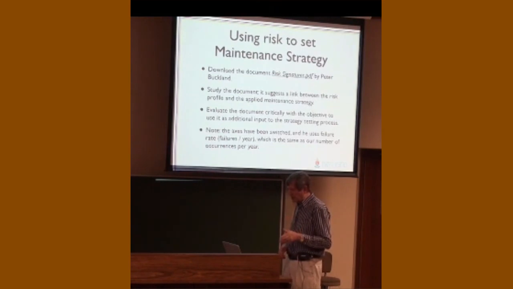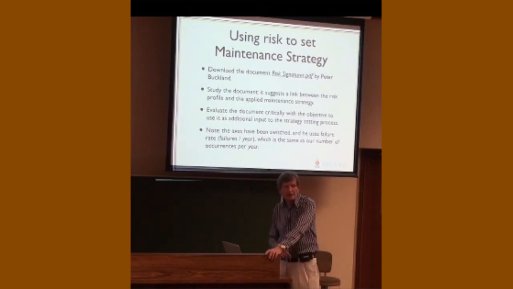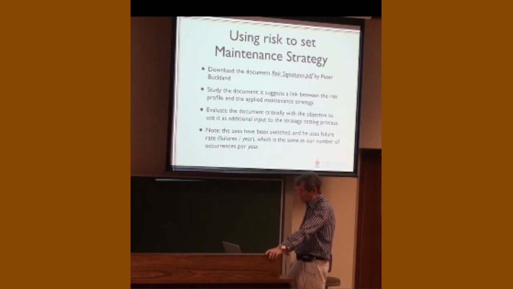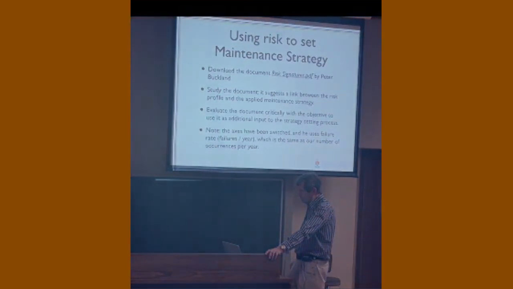Evaluate the document critically with the objective to use it as additional input to the strategy setting process. Note the axis has been switched and he uses failure rate, which is failures per year, which is the same as our number of occurrences per year. So his terminology is somewhat different, but the ideas are very much the same. Very much the same. So I think it's important that you do that.